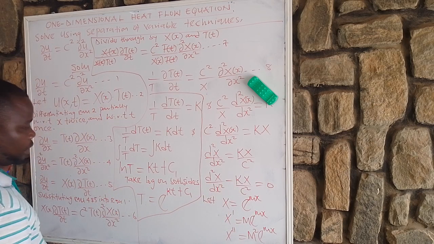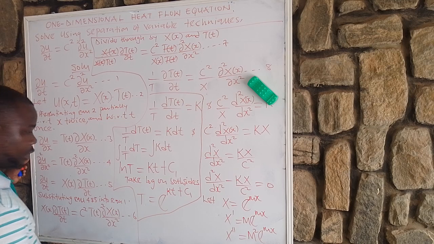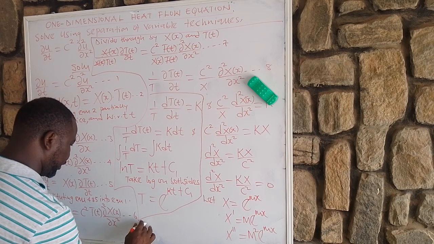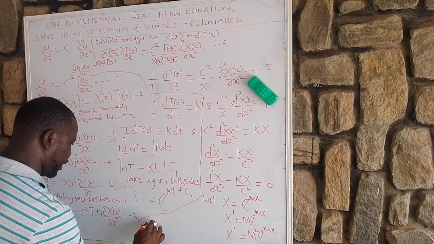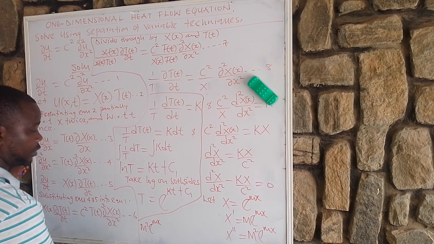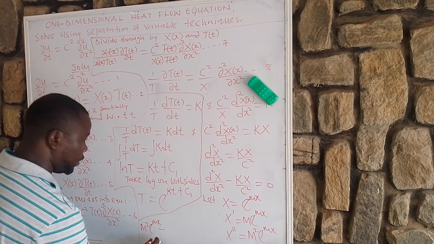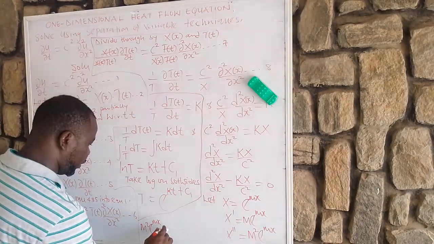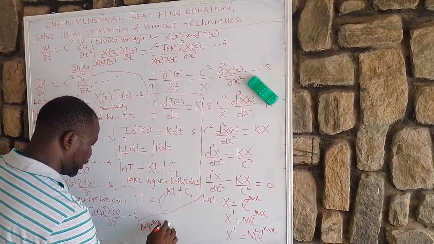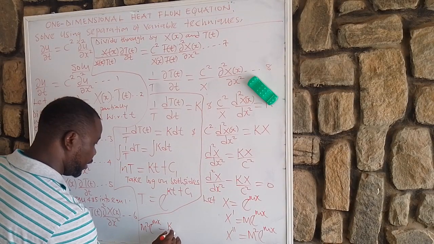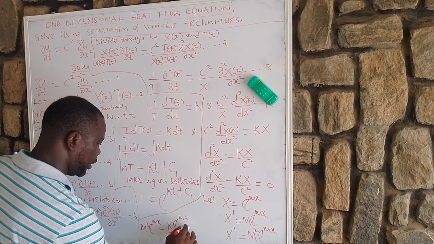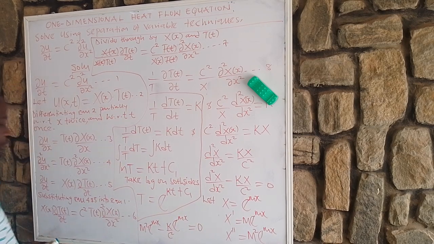So if you can see what I am saying, here will now be m square exponential mx minus, let's do it this way, k all over c square times X, which is exponential mx, equals what? 0. True or false? Okay.